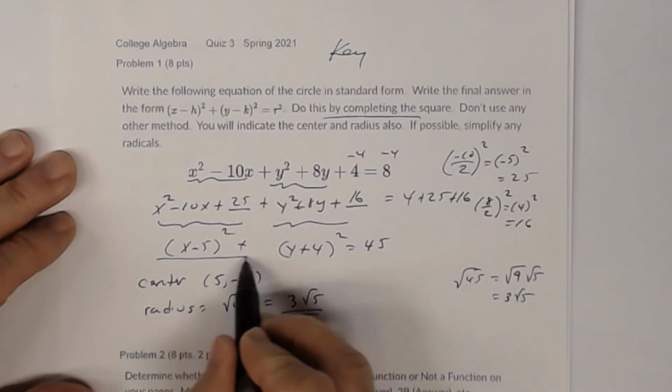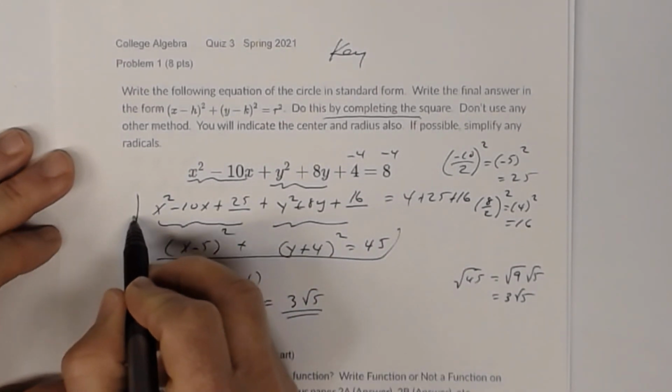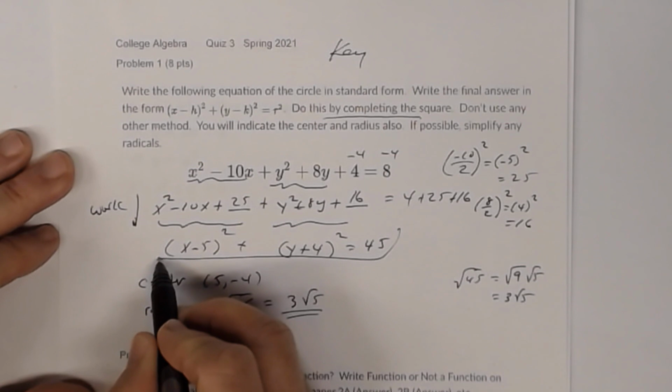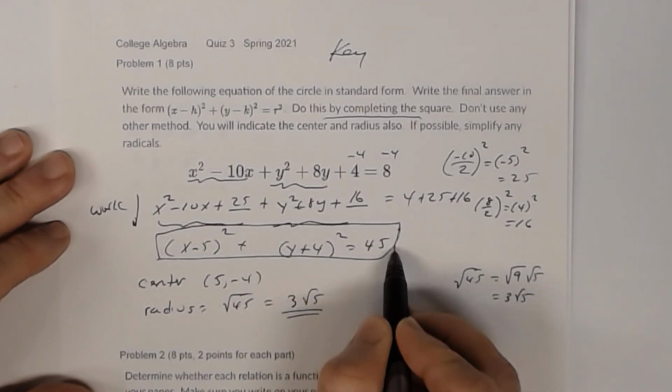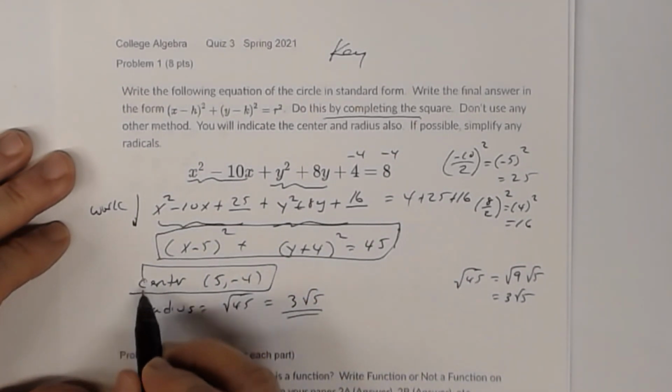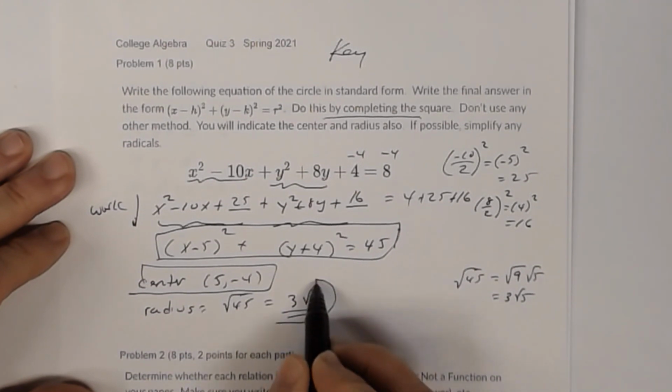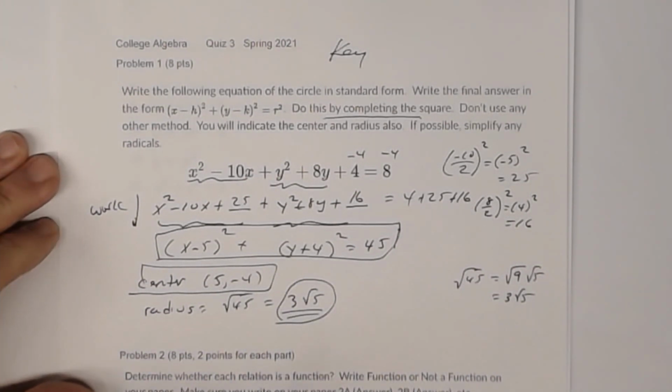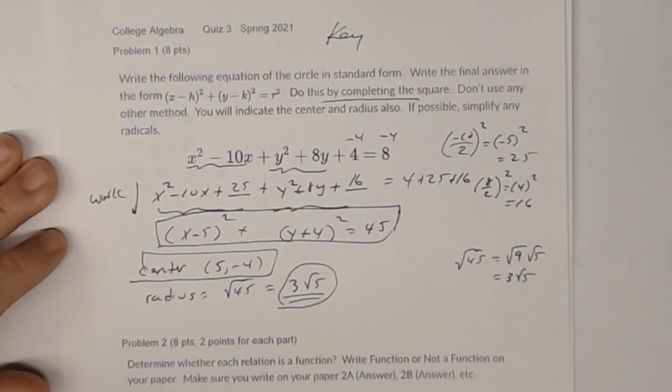All right, so there's your work. This is the work you needed to show. This is part of your answer, this is part of your answer, and this is part of the other answer as well. All right, so that was the first one, problem 1.